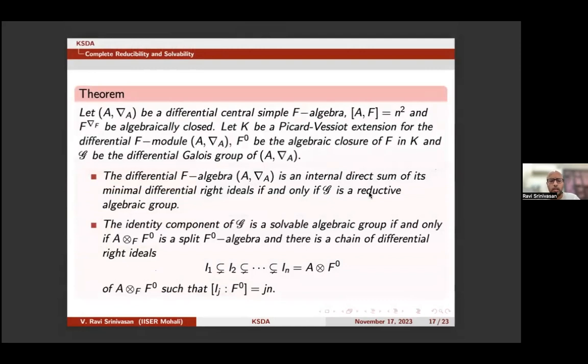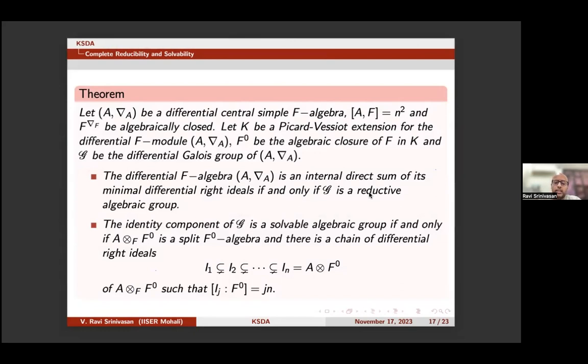So the theorem that we have proved is essentially that if I have a differential central simple algebra and the constants of F are algebraically closed, and you take a Picard-Vessiot extension for this module, and the relative algebraic closure of F inside K is denoted by F naught, and the differential Galois group is G, then with this data, the differential central simple algebra is in fact an internal direct sum of its minimal differential right ideals if and only if the Galois group is a reductive algebraic group.